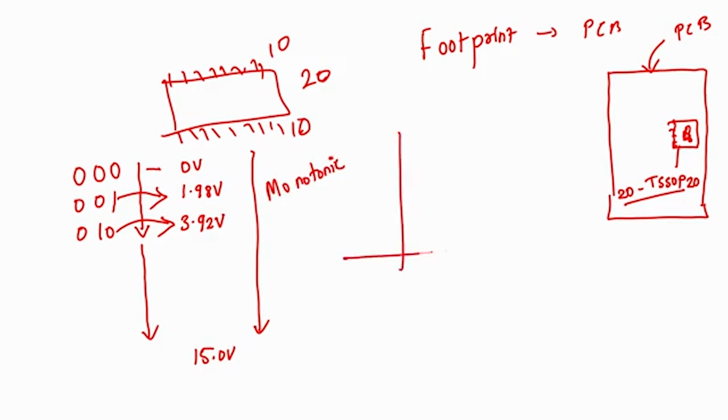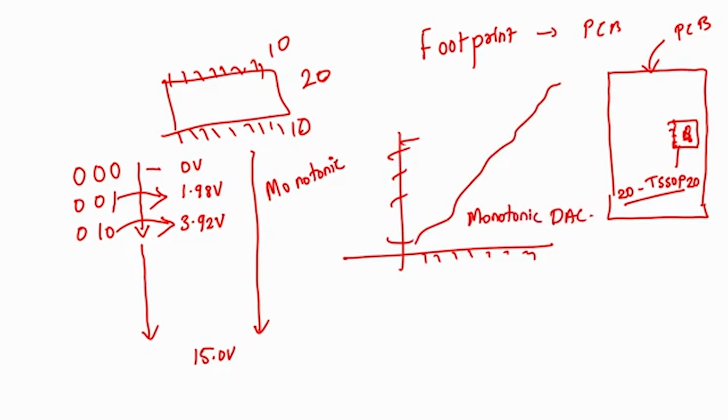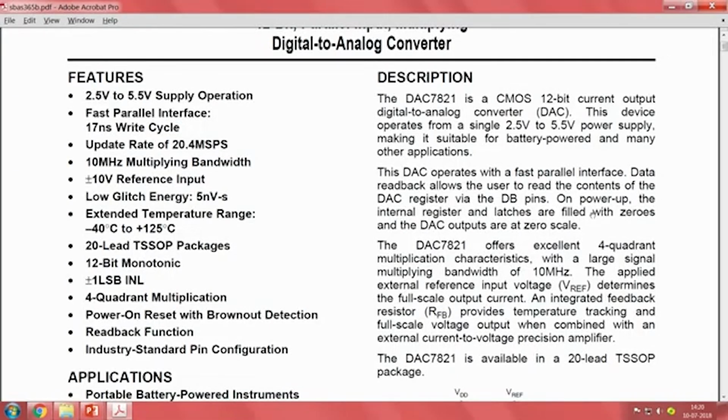Okay, monotonic means that corresponding to your digital word below, your analog voltage will only continuously increase. This is a monotonic DAC, with plus or minus 1 LSB, where LSB is the least significant bit. Then there is 4 quadrant multiplication. This is the internal logic that is there in the IC.